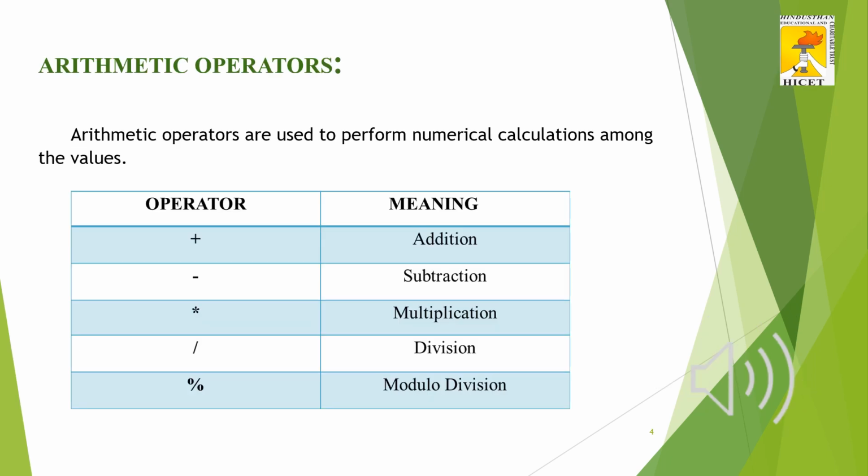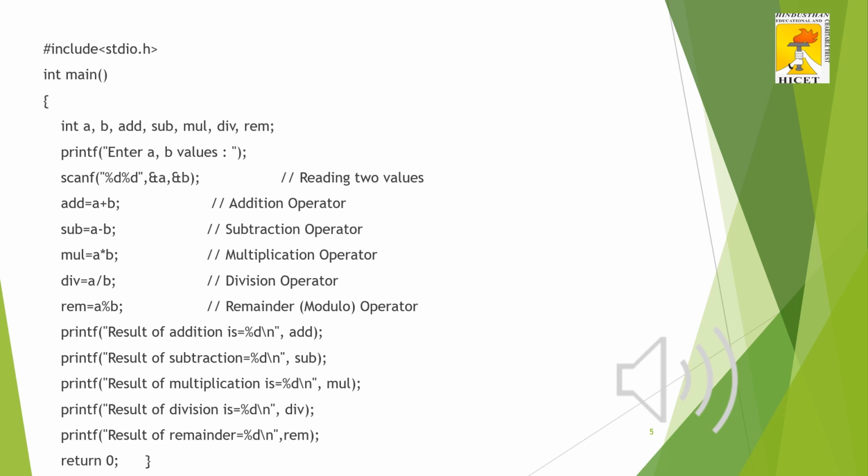So first one is the arithmetic operators. We all know that we do arithmetic operations such as addition, subtraction, multiplication, division and modulo division, right? The difference between division and modulo division is, if you use the division symbol, it will give you the quotient. If you use the percentage symbol, it will give you the remainder. That's why it's called modulo division.